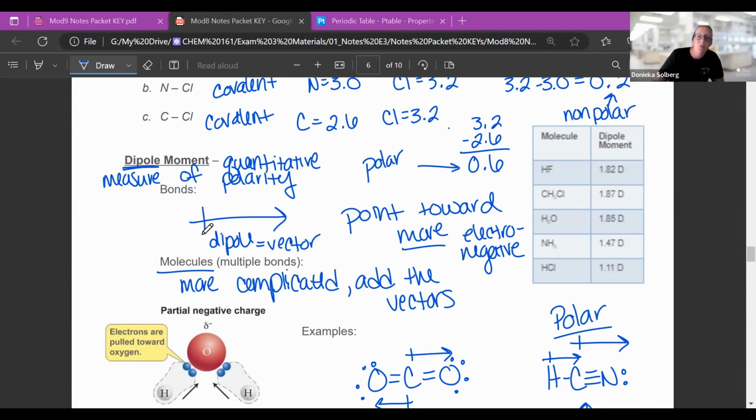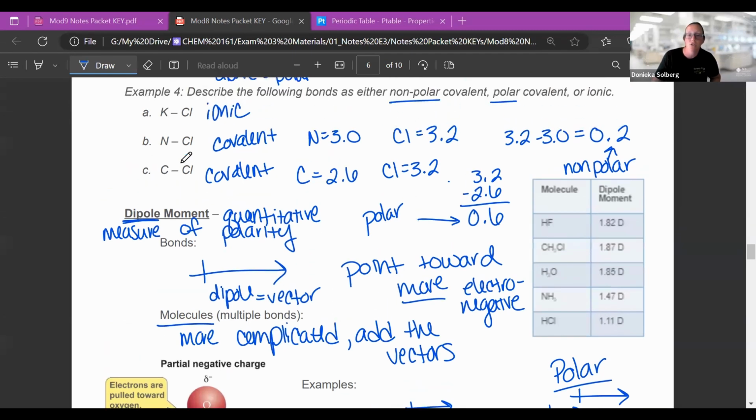And then we write a little line over here, so it looks like a plus. That's the positive side. So the arrow would be pointing toward the negative side. So anytime you draw a polar bond, and I ask you to draw the dipole moment, I want you to draw the vector.